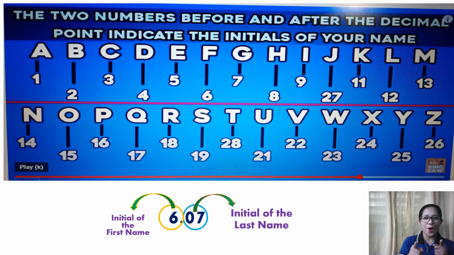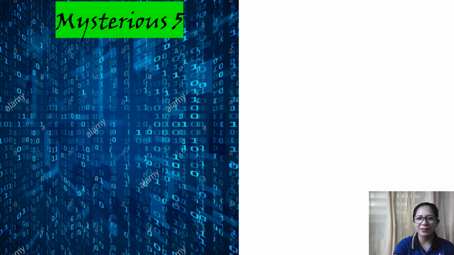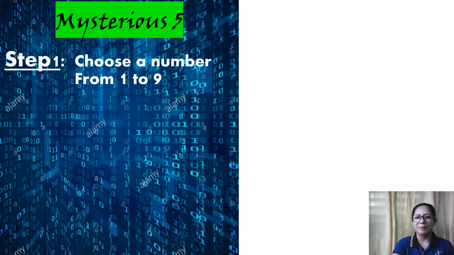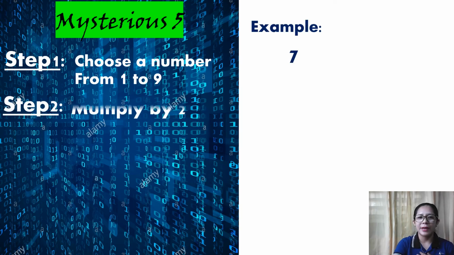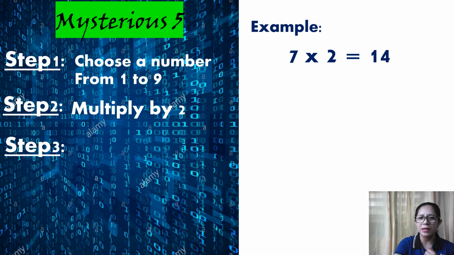You want some more? I have one more. And I call it Mysterious 5. The mysterious number 5. Okay. First step. Choose a number from 1 to 9. Any number from 1 to 9. So for example, for me, I will choose 7. Next is multiply it by 2. So for my example, I will get 14.